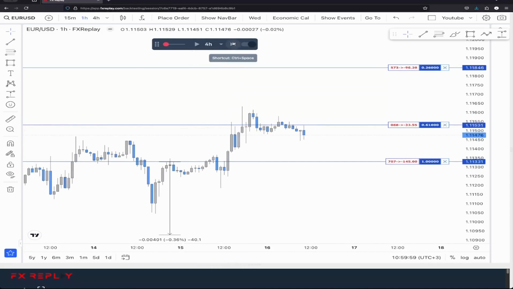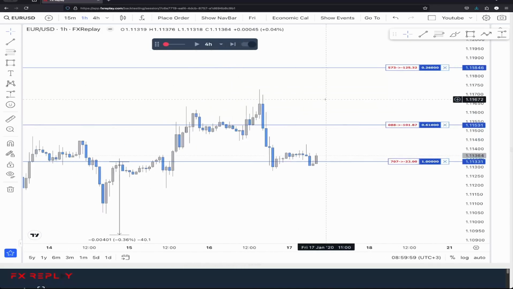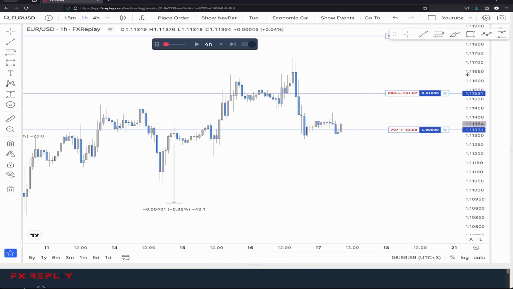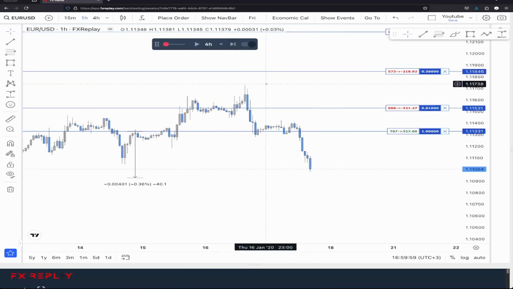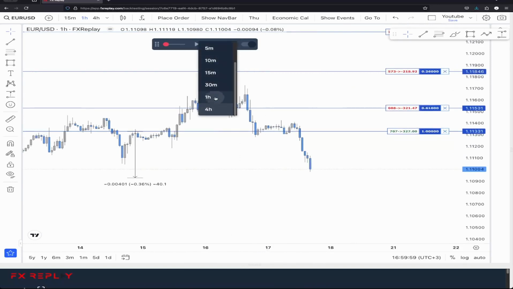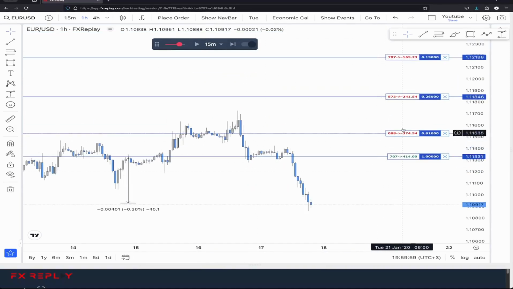We need to go faster. Okay, I'm going to about 4 hours. Okay, then I go back to my 15 minute. Let's do 15, and then we play. Almost there. Good, we are there.